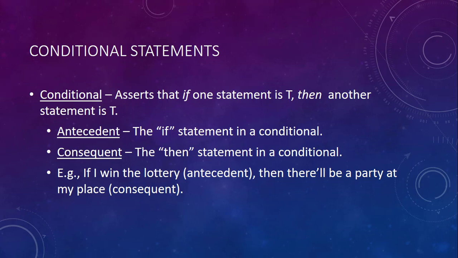And we can break up a conditional statement into two major parts. The first one is an antecedent. The antecedent is the if statement in a conditional, whereas the consequent is the then statement in a conditional. So in our example, if I win the lottery, that's the antecedent. Then the next part of the conditional, then there will be a party at my place, that's the consequent of the conditional. Once again, these are fancy words for pretty mundane or more ordinary kinds of stuff.